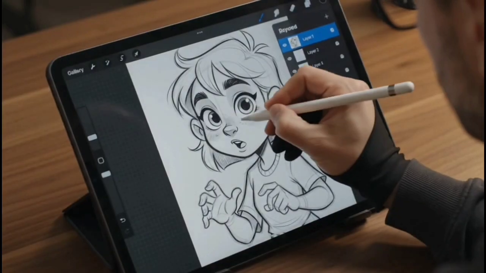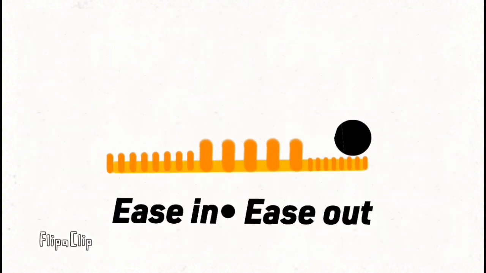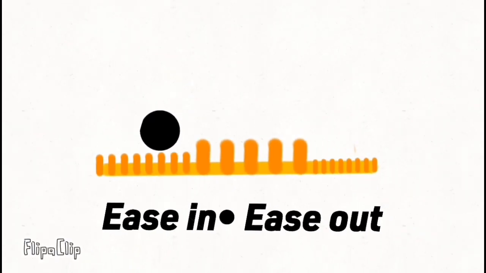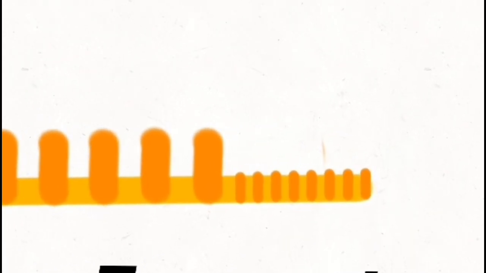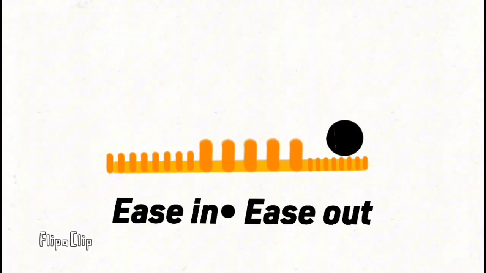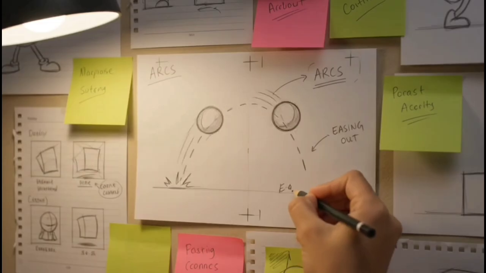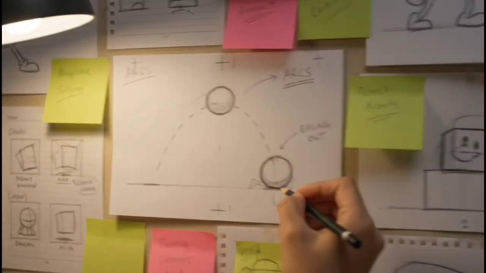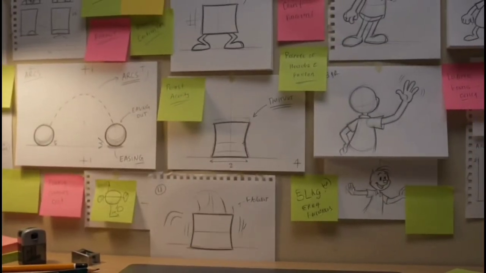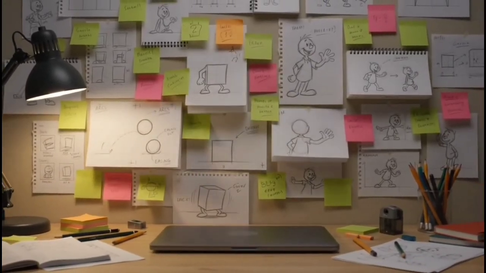Professional animators think differently. When something begins to move, it usually starts slowly. As it gains speed, the distance between each drawing becomes larger. And before it comes to a stop, those drawings become closer together again. This is called easing. Ease in and ease out. But don't misunderstand this. That doesn't mean every animation should follow the exact same pattern. Every action has its own rhythm. The goal isn't perfect consistency, it's believable motion.